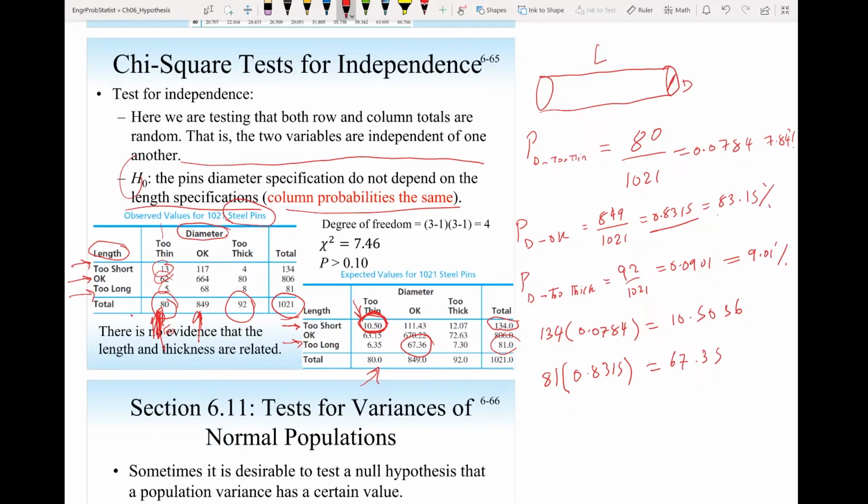Now we find the difference between the observed value and the expected value. If the difference is very large, then our null hypothesis cannot be true. There is dependency between the variable length and the variable diameter. If the difference is very, very small, then the null hypothesis is true, which is the pin diameter specification does not depend on the length specification. Because when we calculated this expected value, we calculated based on the assumption of the null hypothesis that the probabilities of too thin, diameter okay, or diameter too thick are the same for all pipes that have length too short, or okay, or too long. That's how we got the expected value, based on this null hypothesis.